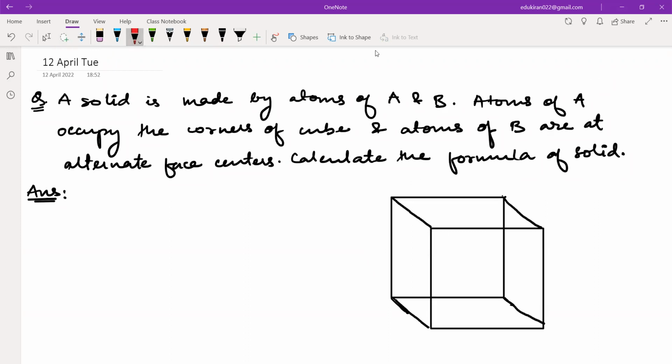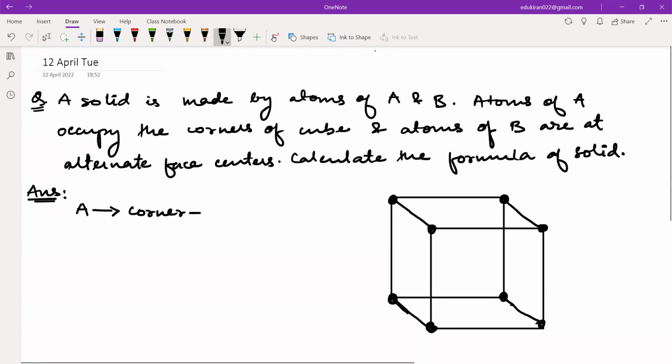So the question is saying that we have two types of atoms. There are some atoms which are on the corners. So these are the corner atoms. For the corner atom, we can write it very clearly that A is in the corner. And how many corner atoms are there, guys? 8. Very good. And what is the contribution of each? 1 by 8. This will be equal to 1.